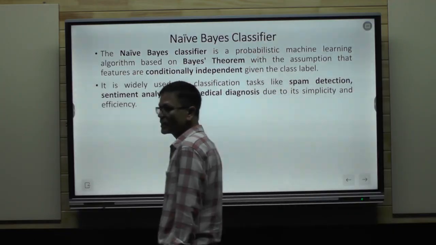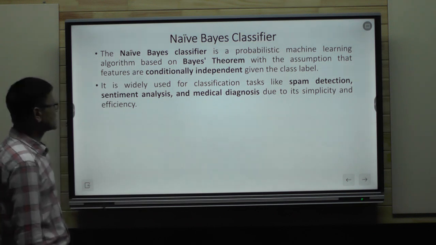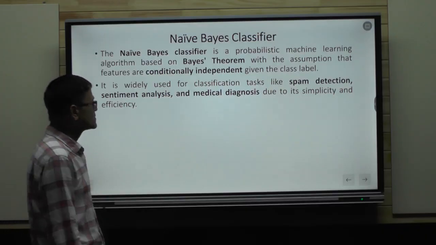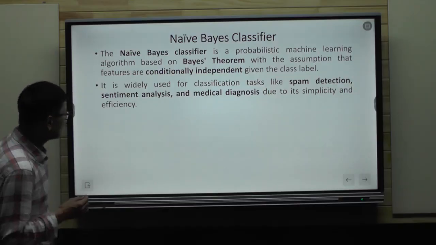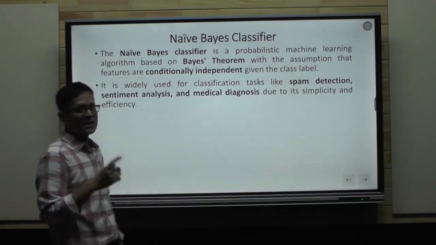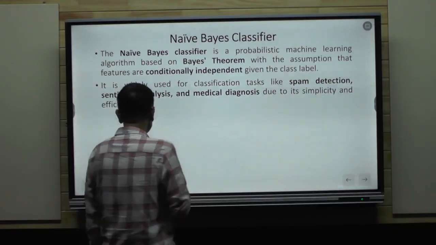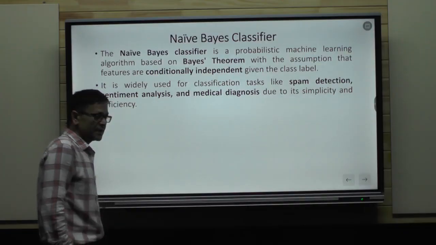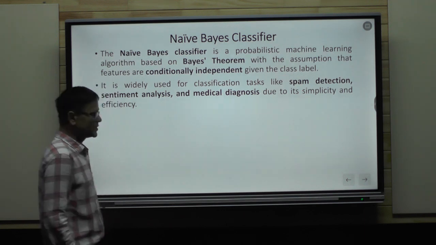So first we'll understand what the naive Bayes classifier is. The naive Bayes classifier is a probabilistic machine learning algorithm based on Bayes theorem, while the assumption is the conditional independence given the class label, that each feature is independent of the other, they are not dependent. It is widely used for classification tasks like spam detection, sentiment analysis and medical diagnostics due to its simplicity and efficiency.